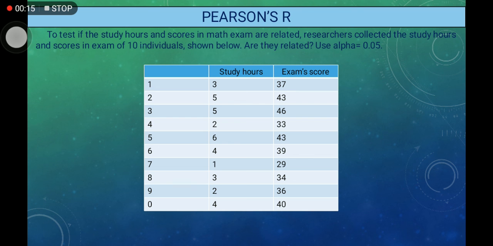Example, to test if the study hours and scores in a math exam are related. Researchers collected the study hours and scores in the exam of 10 individuals, shown below. Are they related? Use alpha 0.05. So, makikita natin dito yung table, yung study hours ng bawat isa and yung score nila sa exams. So, para mapatunayan kung may relationship ba yung dalawang variables, we will use again the 7 steps.